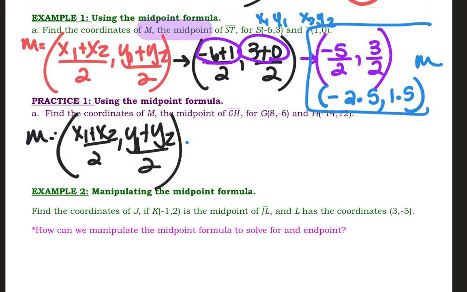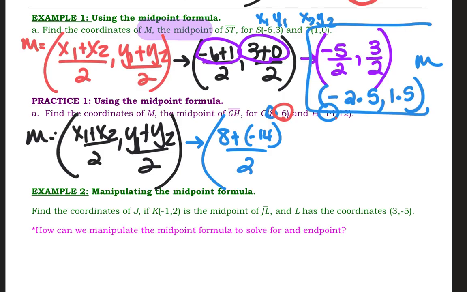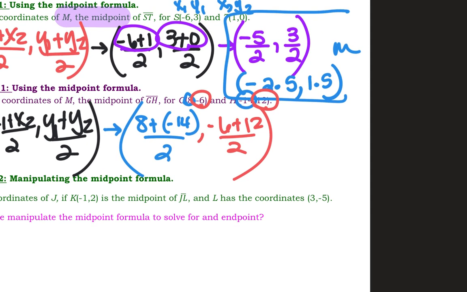All right, what do we plug in for the x values? 8 and negative 14? Yes. So 8 plus negative 14 divided by 2. What about your y values? Negative 6 and 12. Negative 6 plus 12 divided by 2. All right, what was 8 plus negative 14? Negative 6.